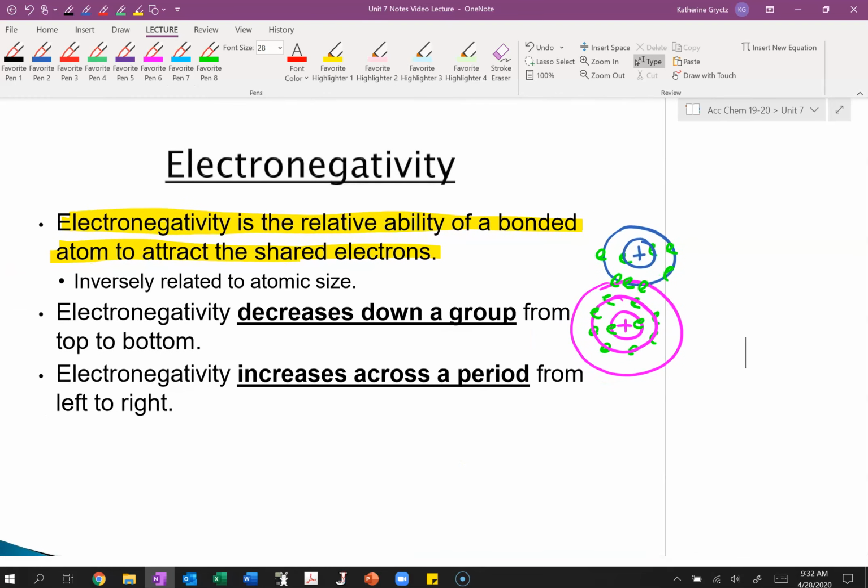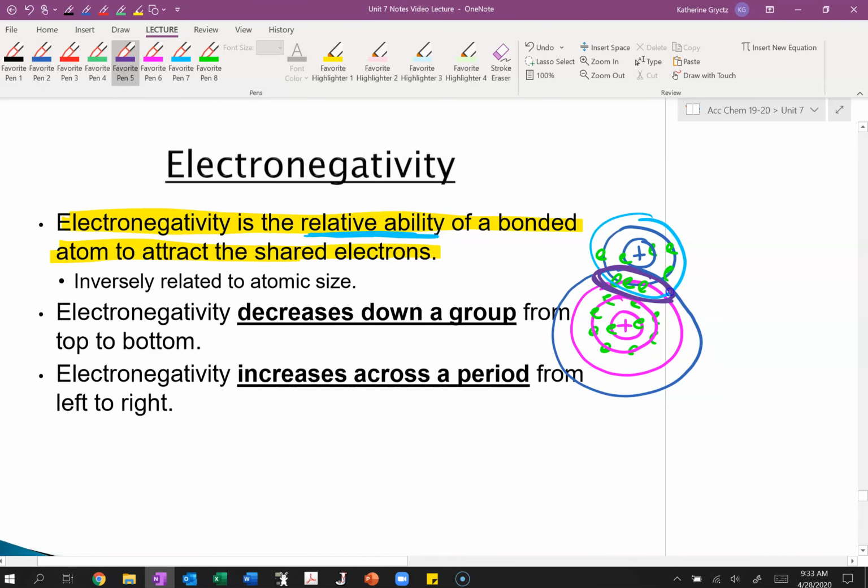What you have to understand in the definition is a relative ability means we're comparing the two versus each other. So when we're looking at this, we're looking at the blue atom's ability versus the pink atom's ability to attract these shared electrons, the ones that they would both claim credit for, that would be in between them. So the relative ability, so it's just a ranking. Okay, and then they have to be in a bonded atom, some kind of bond, so there has to be at least two atoms here. And then to attract the shared electrons.